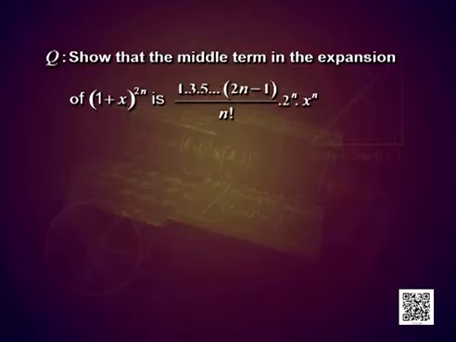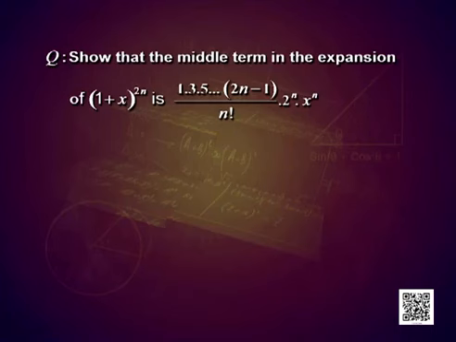Show that the middle term in the expansion of 1 plus x whole to the power 2n is 1 into 3 into 5 going up to 2n minus 1. So, it is a product of numbers which you can definitely identify to be odd numbers, divided by n factorial into 2 to the power n into x to the power n.